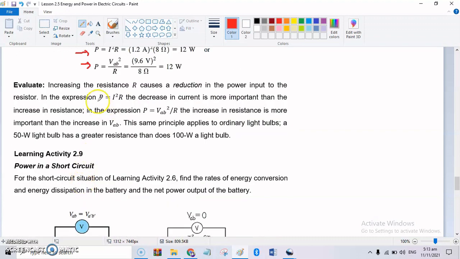As an evaluation, increasing the resistance R causes a reduction in the power input to the resistor. Remember that. In the expression P equals I squared R, the decrease in current is more important than the increase in resistance. In the expression P equals VAB squared over R, the increase in resistance is more important than the increase in VAB. Remember this. This same principle applies to ordinary light bulbs. A 500 watt light bulb has a greater resistance than does a 100 watt light bulb.